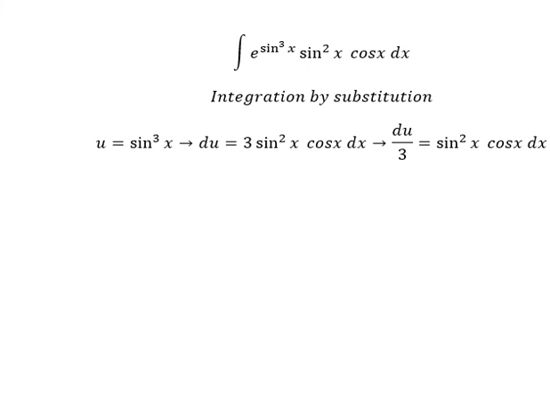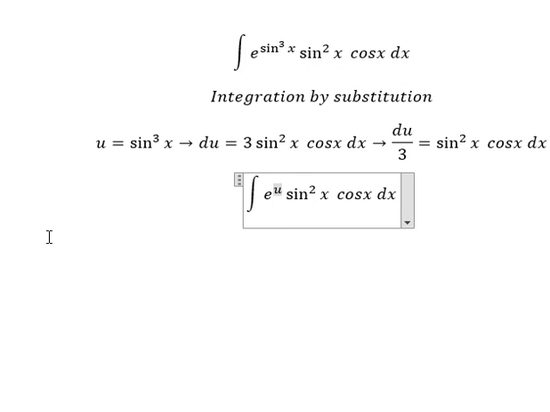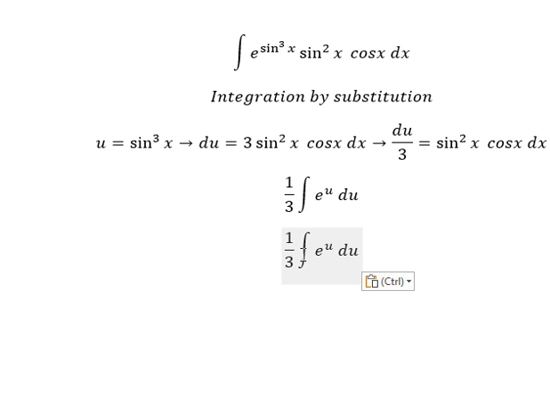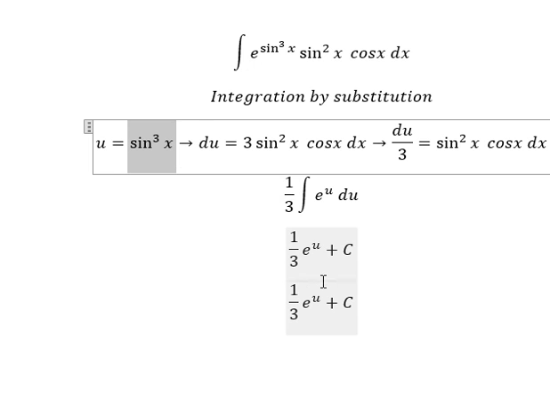Next, this one we change to u. This one we change to du over 3. The integration of this one, we have e to the power of u, and I will put plus c. Then u is this one.